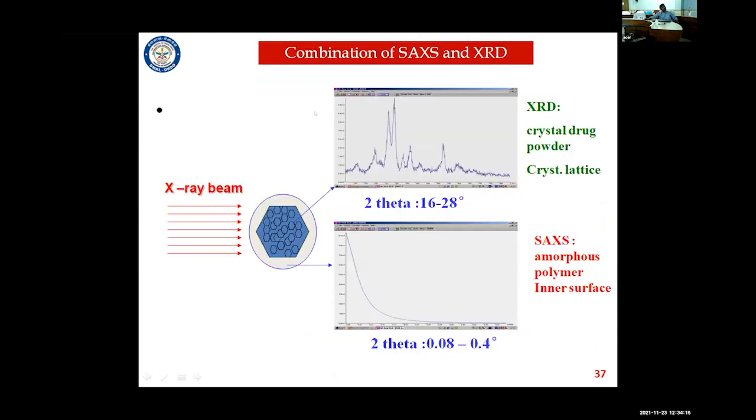Suppose I have small angle X-ray scattering and XRD. Suppose I have particles like this, where the outer part consists mainly of some kind of amorphous polymer, and inside we have crystal structures. From the XRD we can get the crystal structures, and from SAXS we can get the amorphous polymer surface on the outer. So using SAXS and XRD you can get both features.